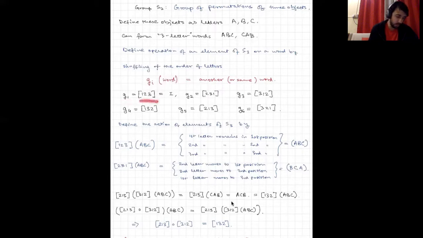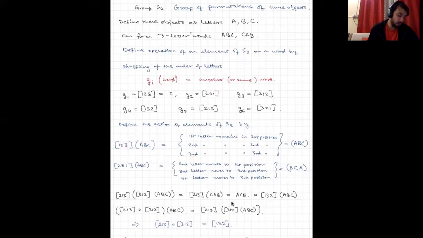This is denoted by 1, 2, 3, and this is the identity. G2 is 2, 3, 1. G3 is 3, 1, 2, and so on. Let me try and clarify what I mean by all of this. If I say 1, 2, 3 acting on ABC, I mean that the first letter remains in the first position, the second letter remains in the second position, and similarly the third one stays in the third position.